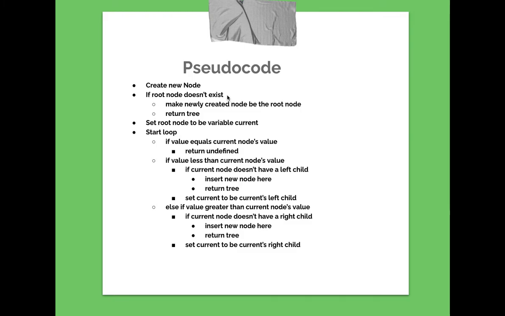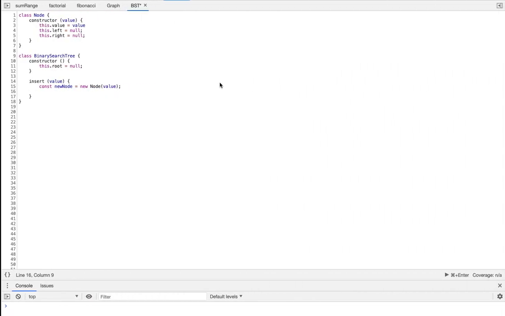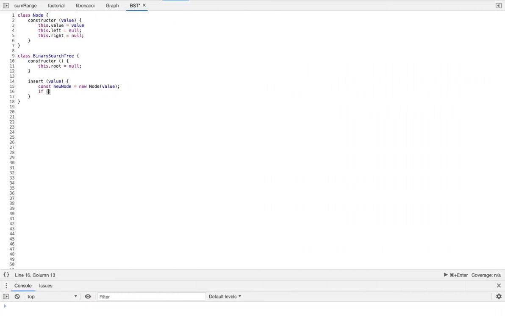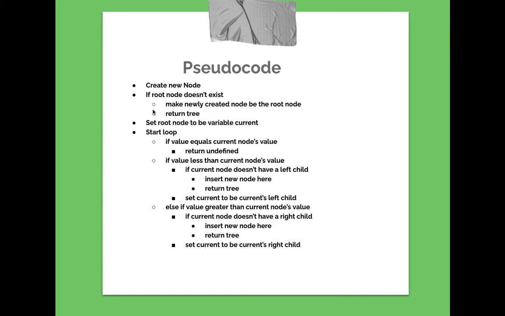Next step, if root node doesn't exist, then make the newly created node to be the root node. Okay, so if not this.root, then I'm going to say this.root equals the newly created node, and then we're going to return this, or return the tree, and that was the next step here, just return the tree.